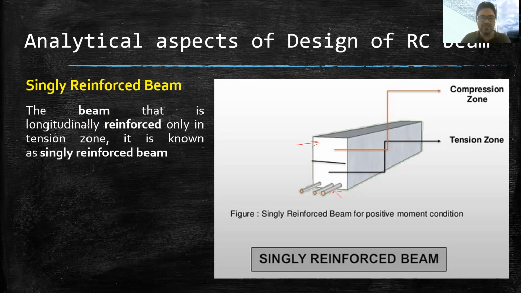So it says the beam that is longitudinally reinforced only in the tension zone is known as a singly reinforced beam. Now, what is the meaning of longitudinally reinforced? In this beam, you can see this is the length of the beam, and these reinforcement bars are placed along the length of the beam. Those reinforcement bars placed along the length of the beam are known as longitudinal reinforcement. In any beam, the reinforcement along the length of the beam is called longitudinal reinforcement.